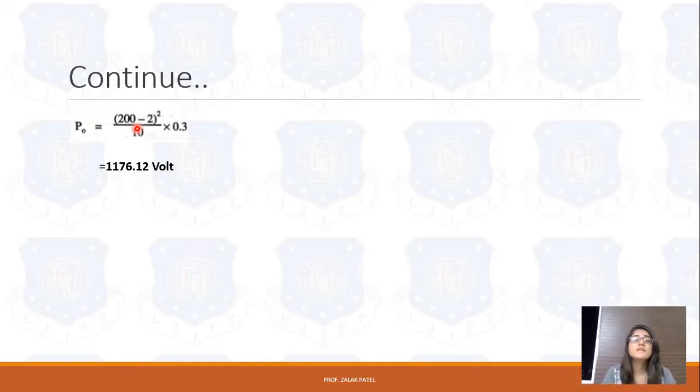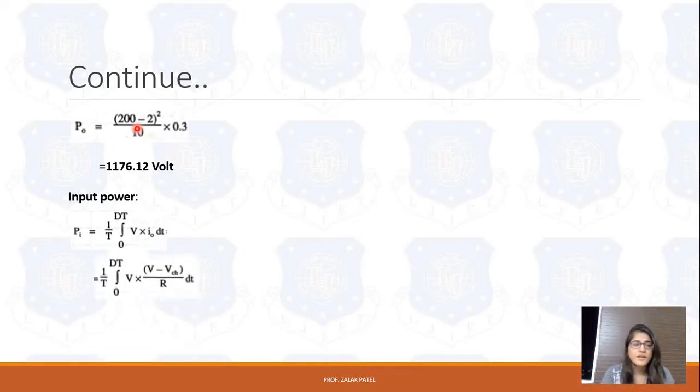Now let's calculate the input power. For input power, 1 upon T, at the input we consider V and I. So V into I0 into dt, again integrating from 0 to dT. If we integrate this term, it will be 1 upon T V. Now the output current I0 is V0 upon R, and V0 is V minus V chopper upon R. So V minus Vch upon R dt.